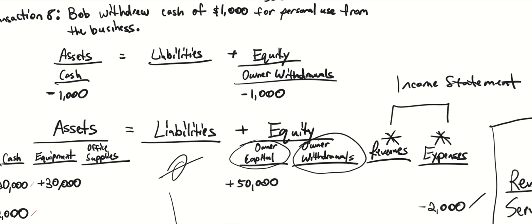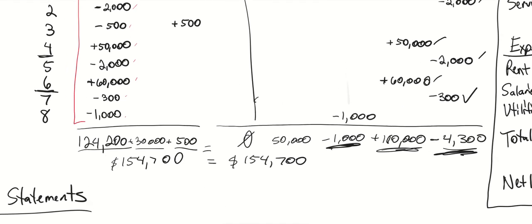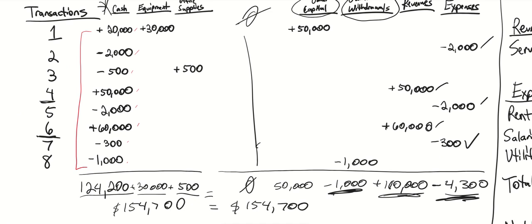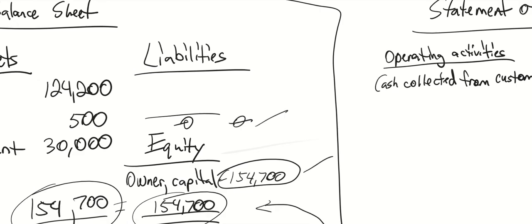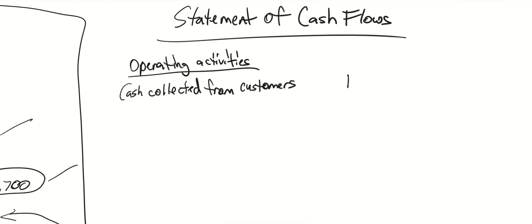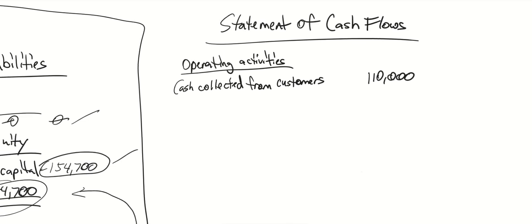Okay, so we are only going to bring in the 50,000 and the 60,000 over here to cash collected from customers. So when we add those two together, that should give us 110,000. Hopefully I'm right, 50 plus 60. Okay, just making sure my math is right. So it's $110,000. I'll put on there the amount or balance.